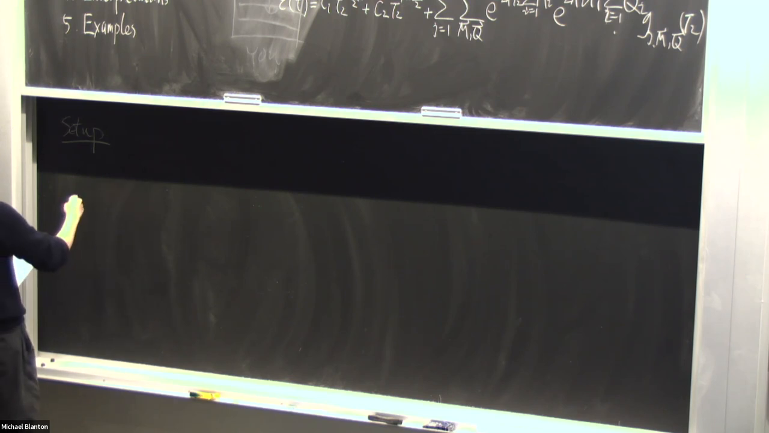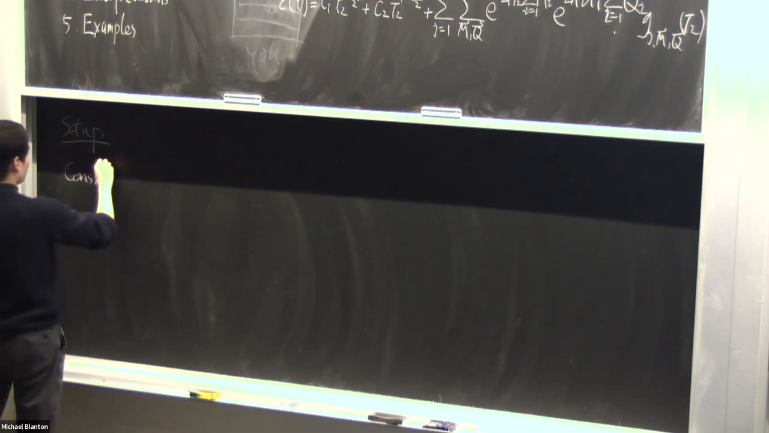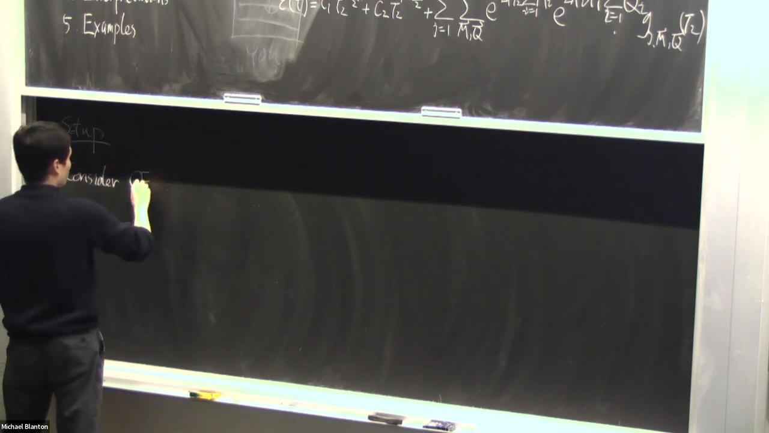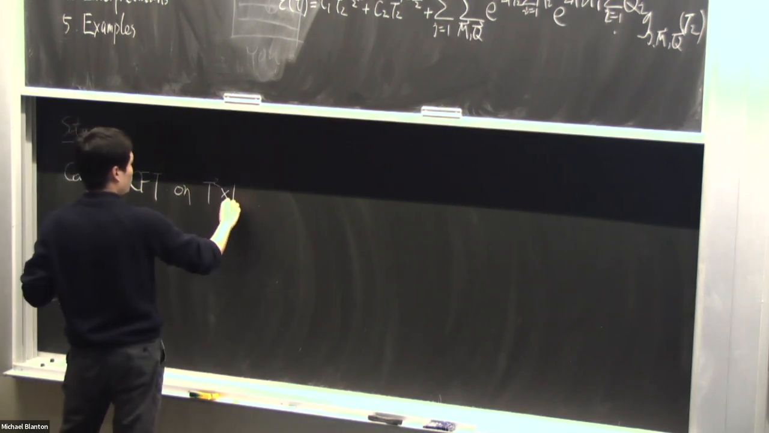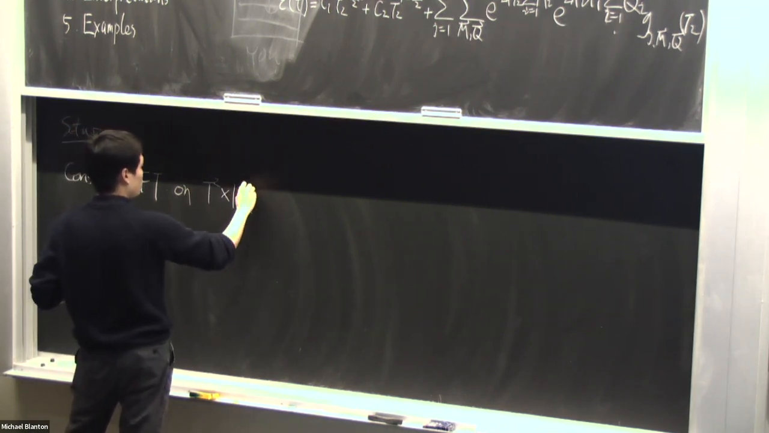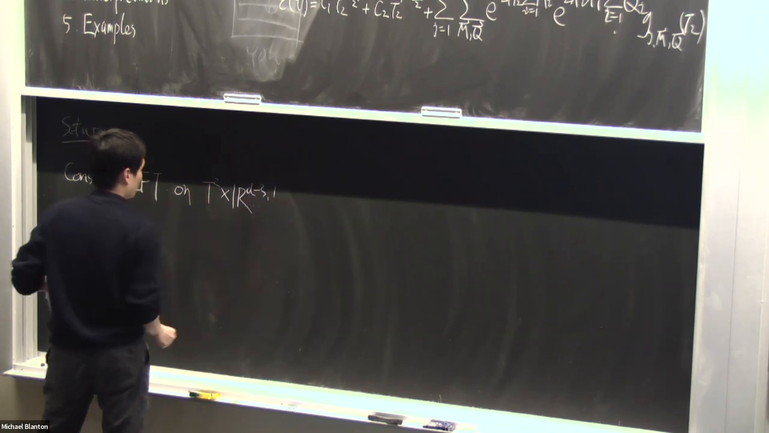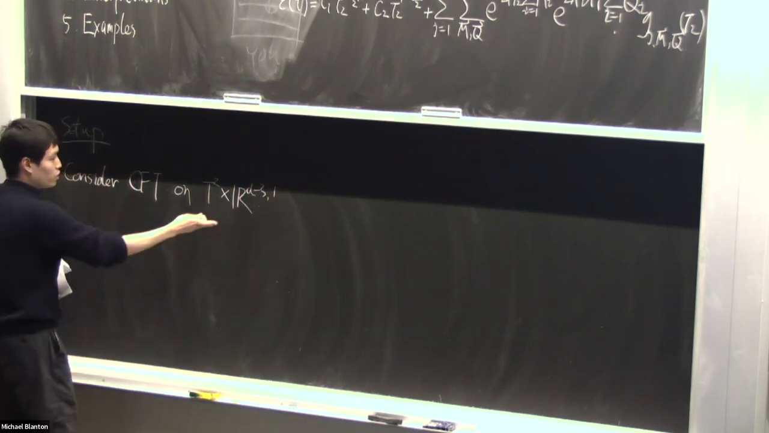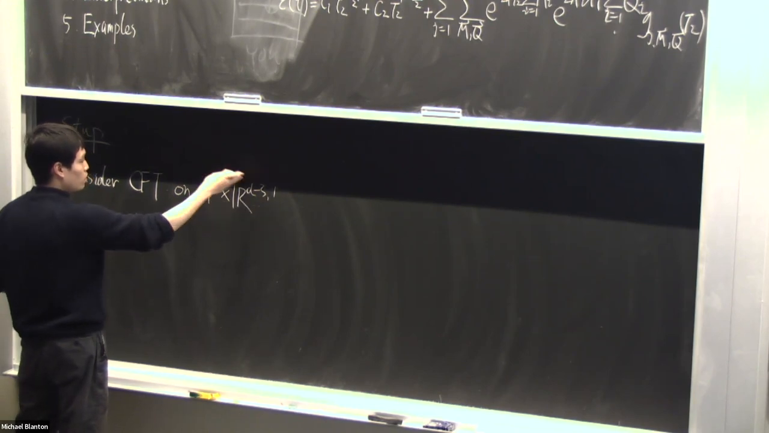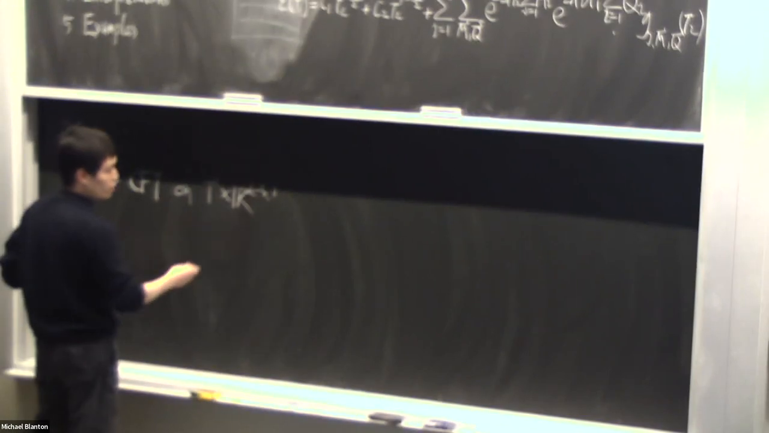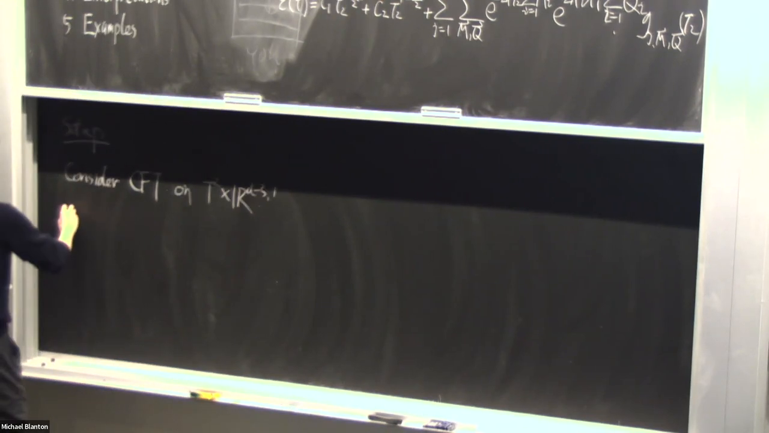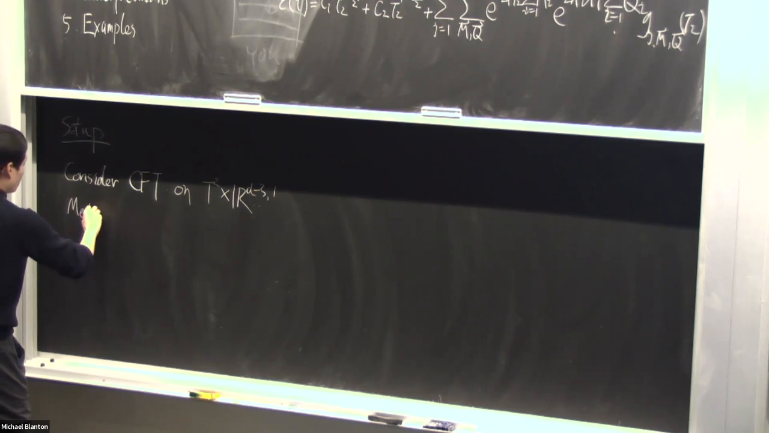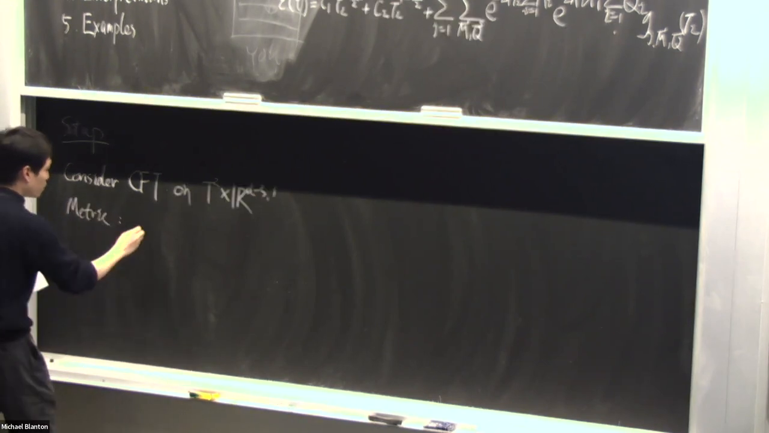So here we're going to consider a CFT on a torus multiplied by some other extended dimensions. Because we are interested in the Hilbert space on the torus, we take one of the R directions to be time. And here, the metric of the torus is given by this expression.